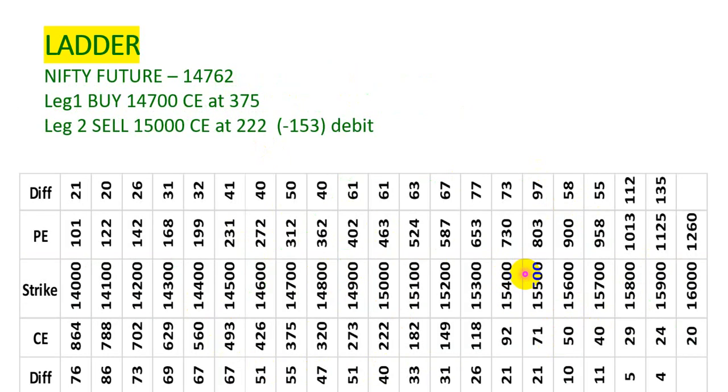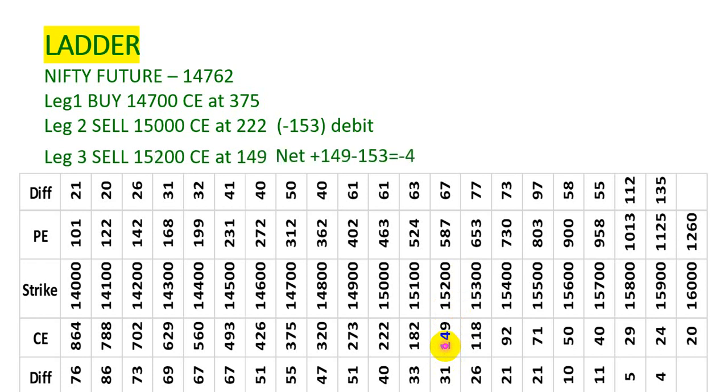Now let us see how much we get. 153 is a minus sign. That means from our pocket we spent 153, which is at risk. Now how to reduce this risk? You can sell one more call option. Now in this, which call option will you choose? You will see 118. If you sell, what will happen? 153 minus 118, it is 35 rupees. You have two choices, so I will choose one call option and sell it. I am choosing 15,200, 149. So only 4 rupees is my risk on the downside.